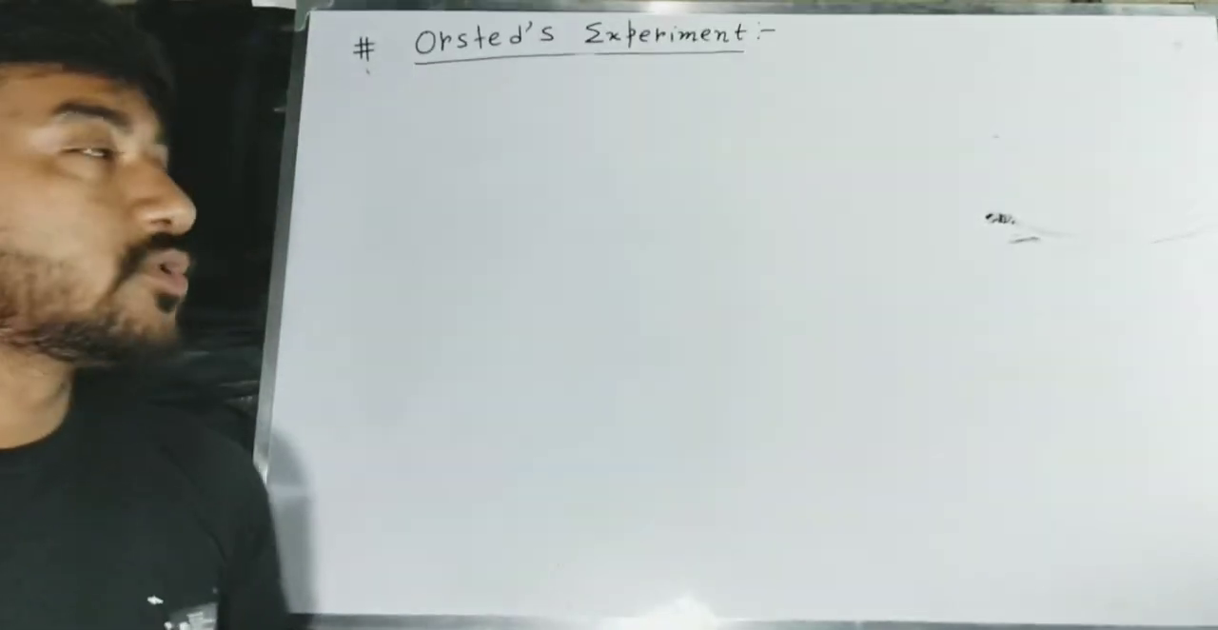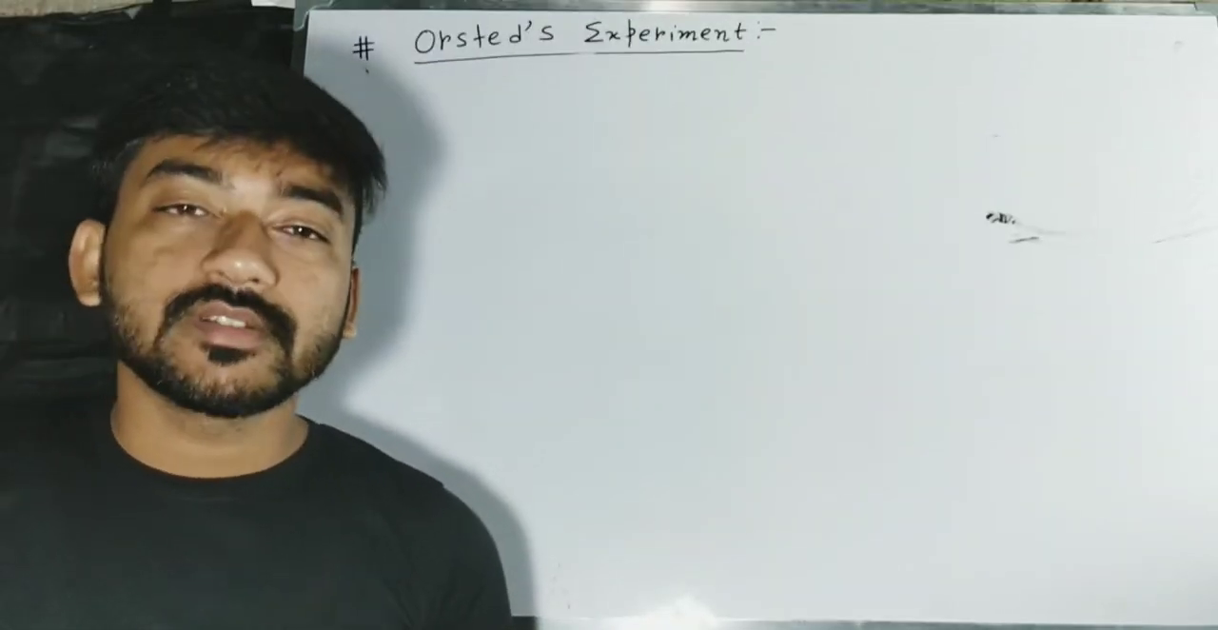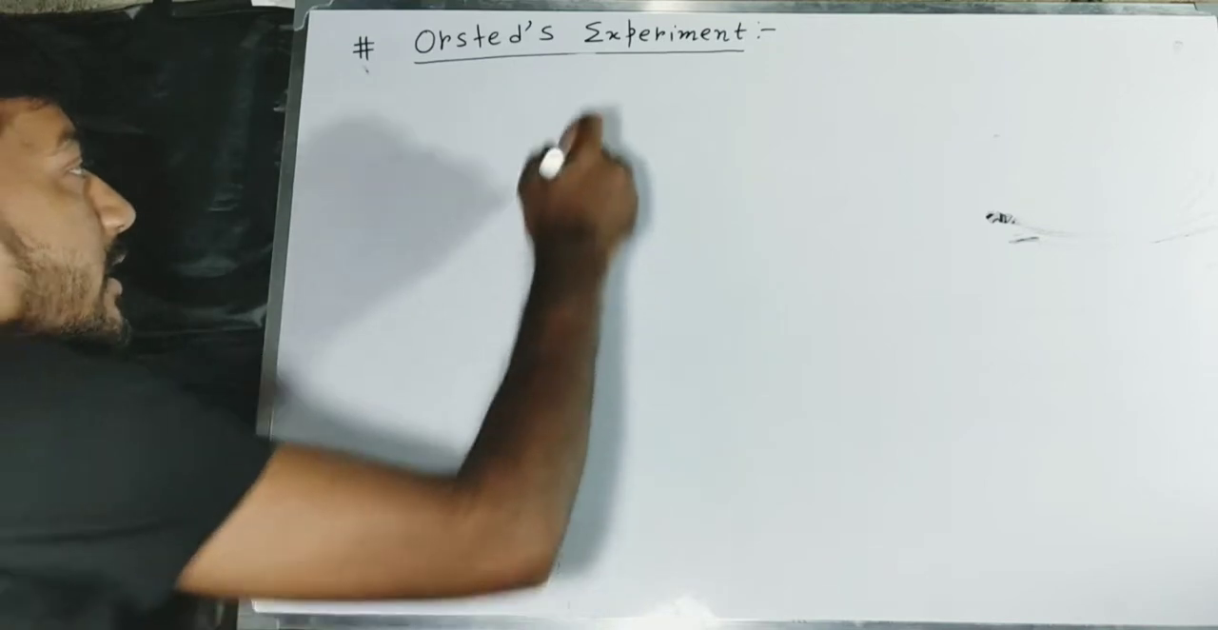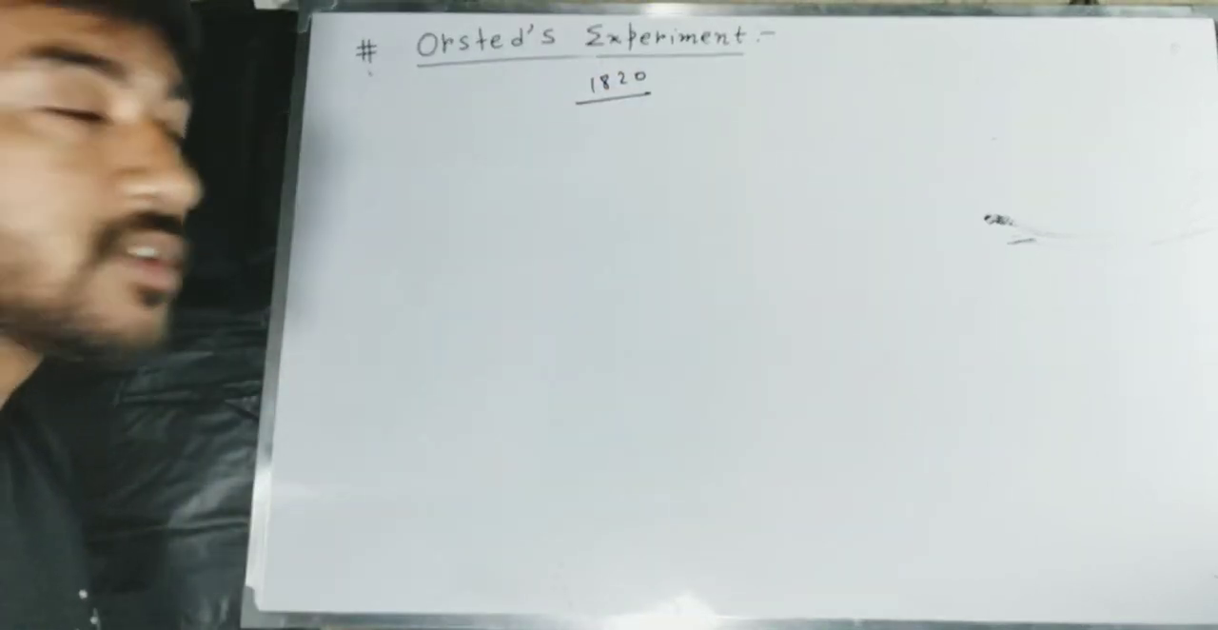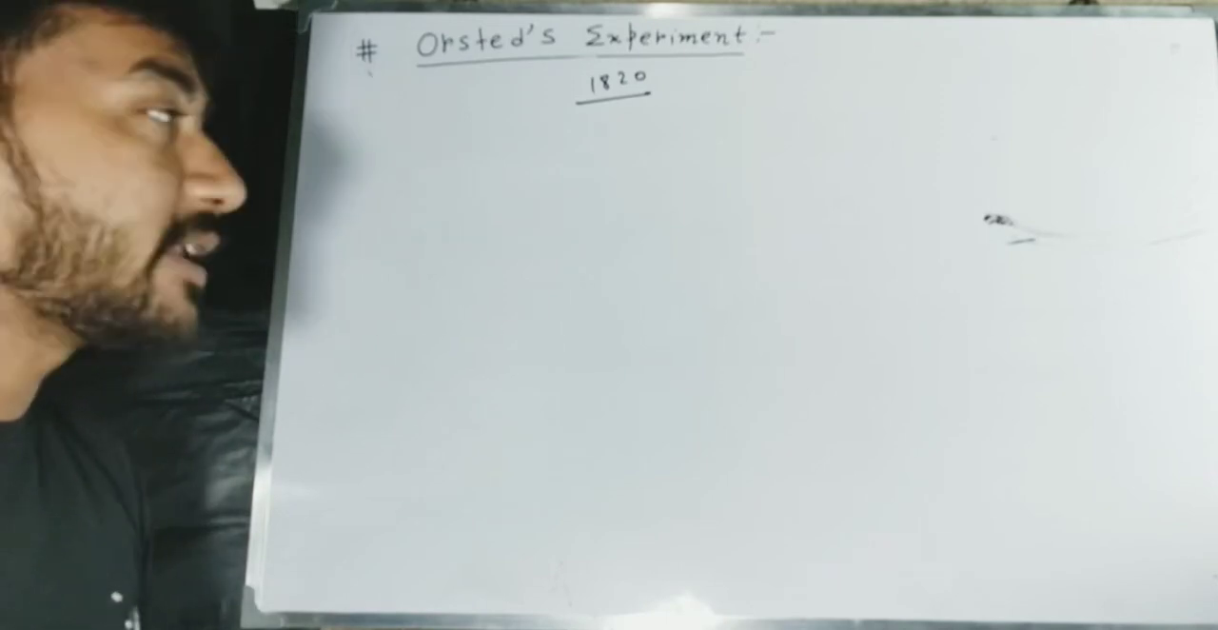Dear students, today I will discuss Oersted's experiment. In the year 1820, Oersted performed this experiment. So what is this experiment? What is the experimental arrangement?